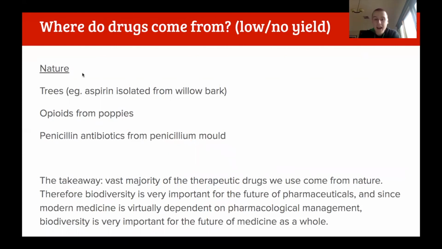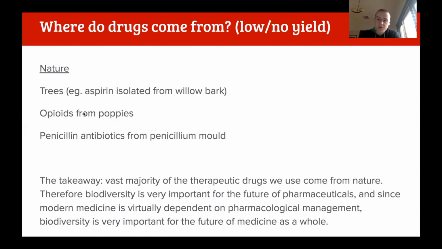Let's talk about the main area of drug development, which is where we get drugs from nature. Almost all of the drugs that we use therapeutically in hospitals today come from nature. So we've got aspirin, for instance, one of the most abundant non-steroidal anti-inflammatory drugs. Also lowers blood pressure a little bit. And this originally came from willow bark, and it was isolated in the 1800s.